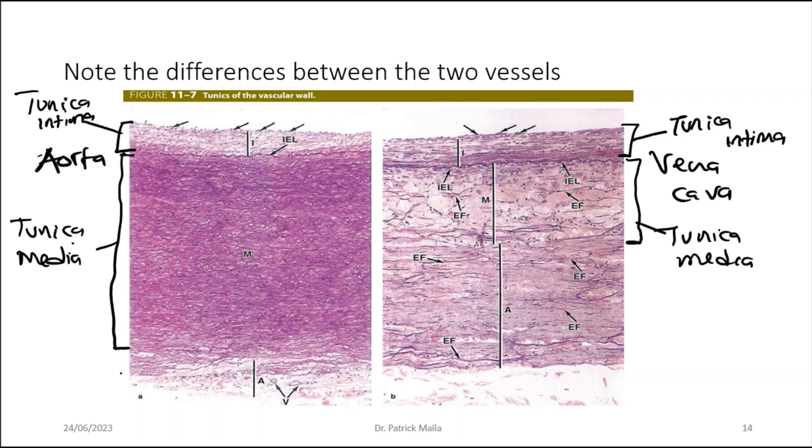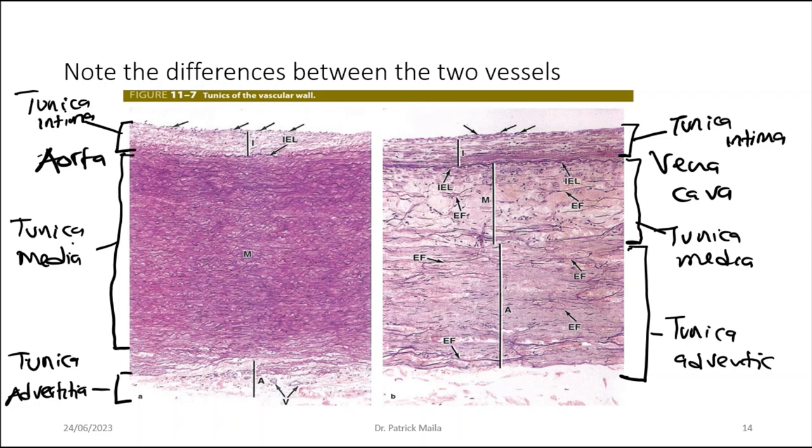And then from here to here in the aorta, this is the tunica adventitia. But in the vein, the tunica adventitia is thick. It's from here up to there. So this is the tunica adventitia. So I want you to draw this diagram. I want you to draw this histological slide and label them as I have labeled them here.